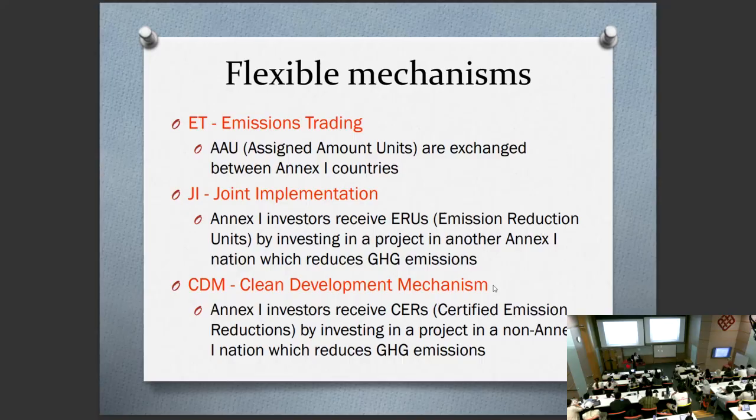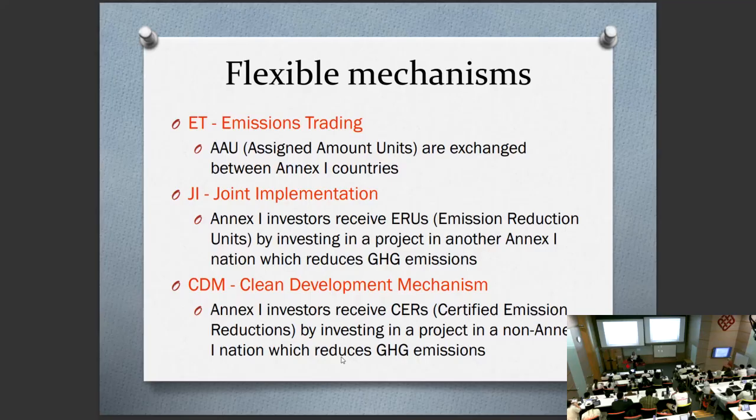And the last one is the clean development mechanism. So an Annex 1 investor, a developed country, will receive certified emission reduction, similar to the emissions reduction units. They receive some emissions reduction by investing in a project in a non-Annex 1 nation, so probably a developing country, which reduces the greenhouse gas emission.